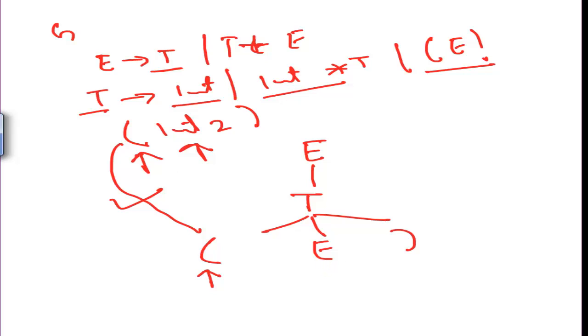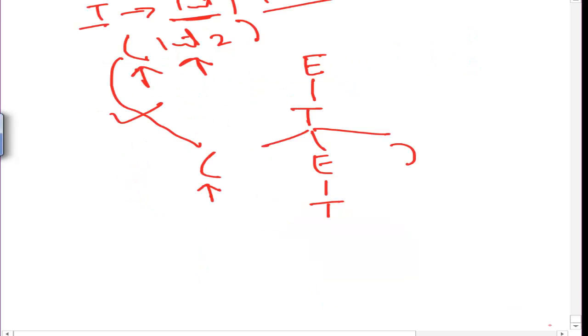Now, because E is not a terminal, I have to use the production rule. Because I'm starting again with E, I have to use the first production rule, so E goes to T. Okay, now T is again not a terminal, so I have to use the production rule. I take the first production rule, so T goes to int.